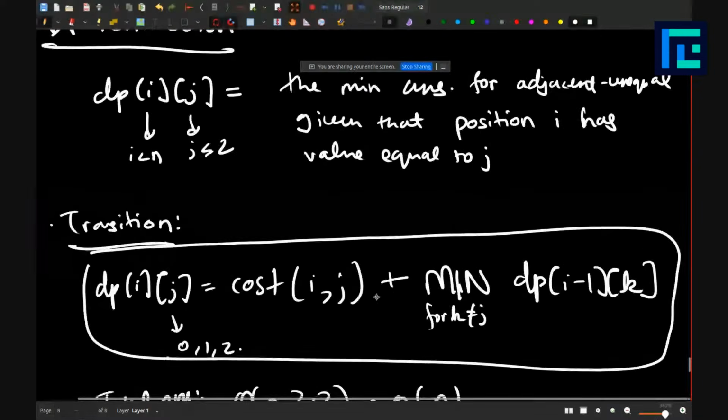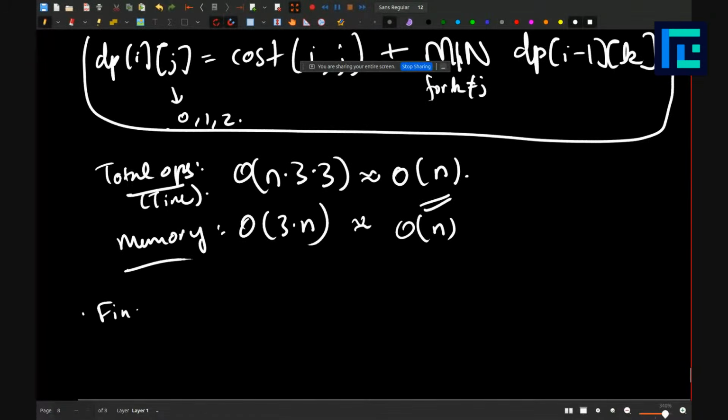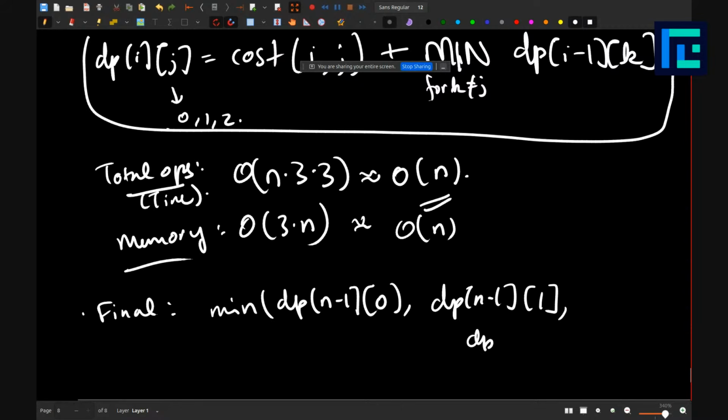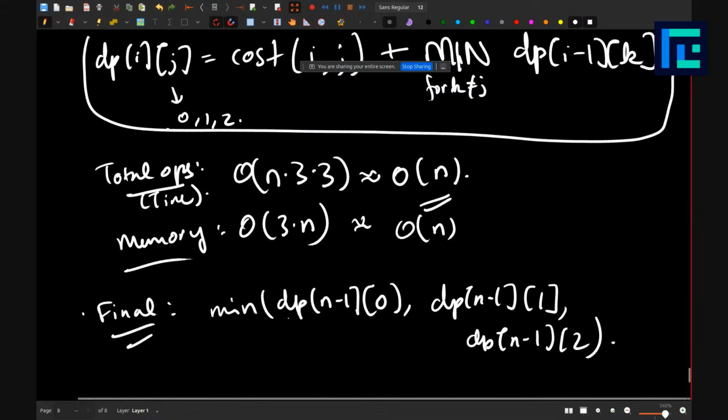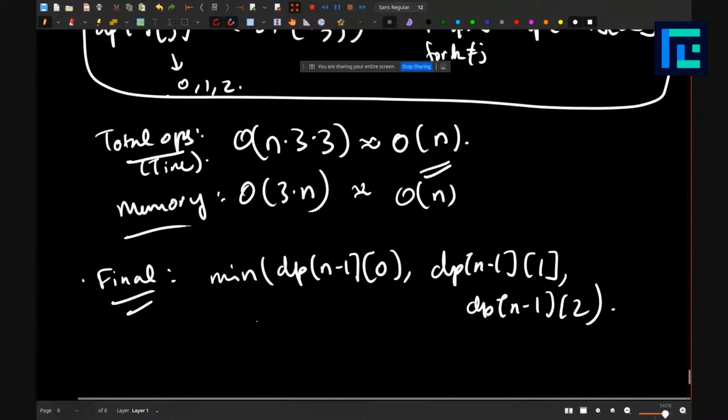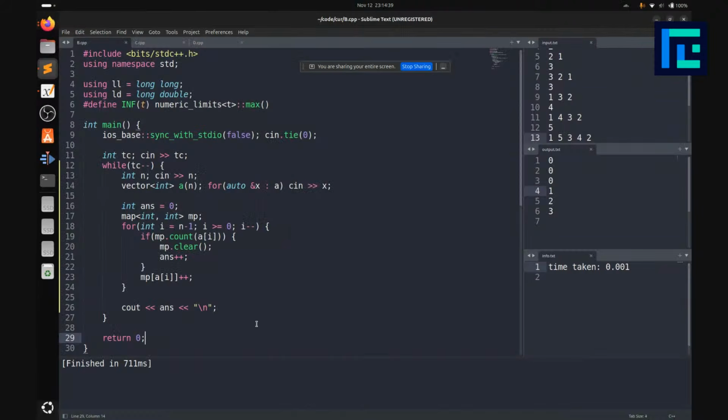Right, that's it. What is our final answer? Our final answer will be the minimum of dp of n minus 1. So n minus 1 can be either 0, 1, 2, we don't care, so it will be the minimum of these. This is our final answer. So that's about it for this problem. As soon as we implement this dp, we get our answer. So let's have a look at the code for this.